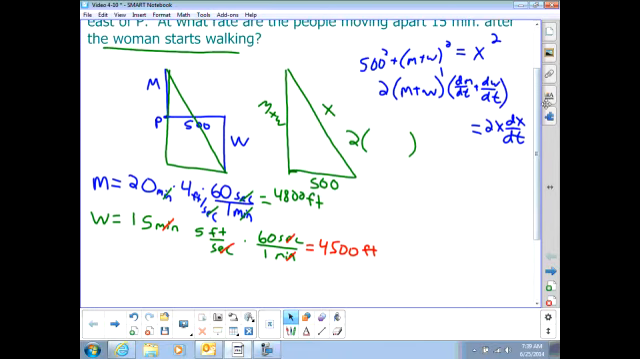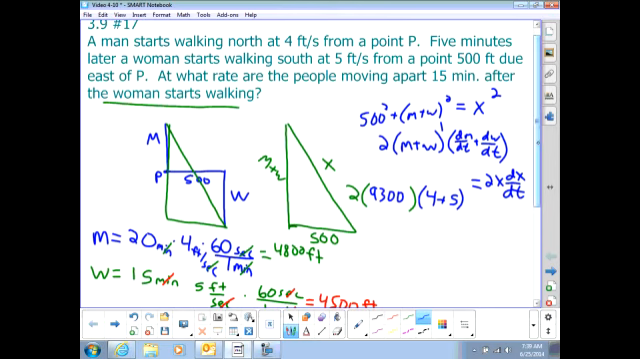So we'll go back to our derivative now. We had 2 times m plus w to the first. Well, we just found m was 4,800, and we found w was 4,500. So together, that gives us 9,300, times our rate for our man was 4, plus our rate for our woman was 5. Then we've got equals 2 times whatever x is times dx dt.